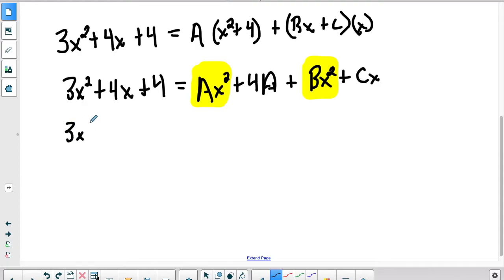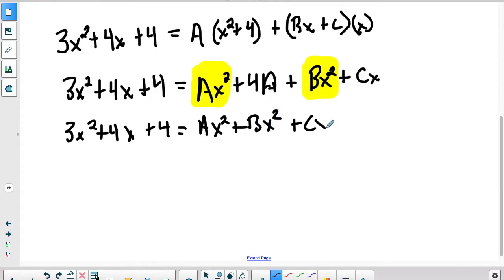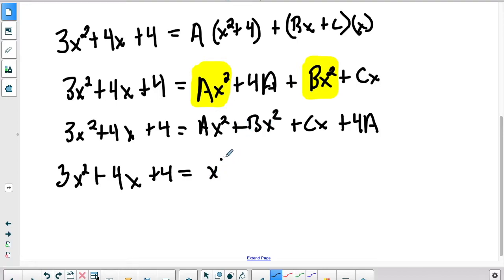So what we have over here is 3x squared plus 4x plus 4 is equal to ax squared plus bx squared plus cx plus 4a. I just rewrote it in terms of descending power, so x squared came first, then x, and then our term with no x's: 3x squared plus 4x plus 4. Now I'm going to factor the x squared out of this. So we have x squared times (a plus b) plus cx plus 4a. So we get this here.